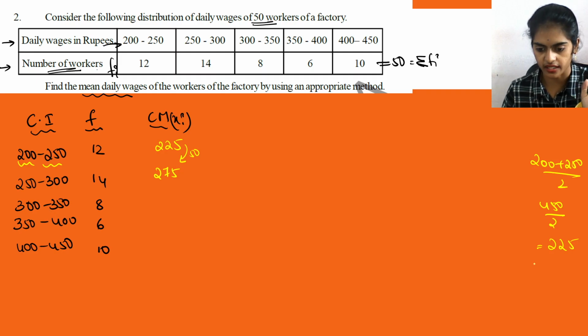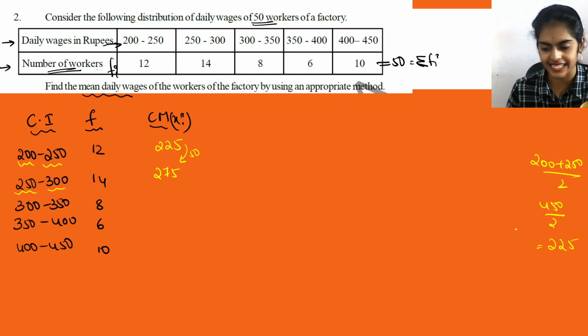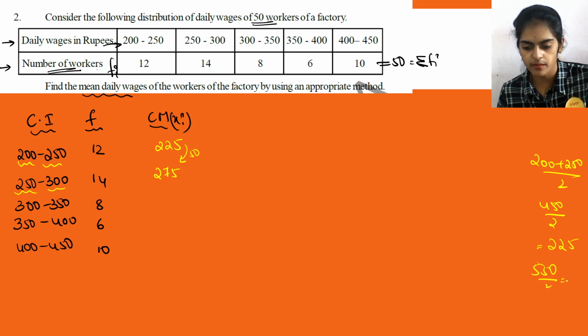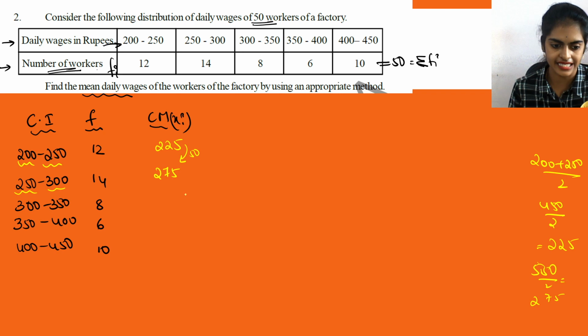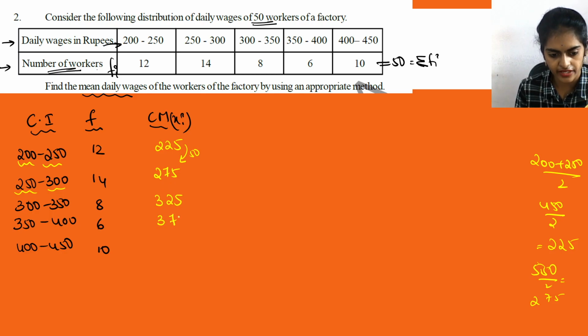If you want, we can check. So the next one is 250 plus 300. How much will you get? 250 plus 300, 550. Divided by 2, so 2 2s are 4, 2 7s are 14, 2 5s are 10, so 275. Yes, the same answer. So instead of calculating here, you can directly add the class length. So adding 50, you get 275. Again adding 50, you get 325. Again adding 50, you get 375, and here you'll get 425.